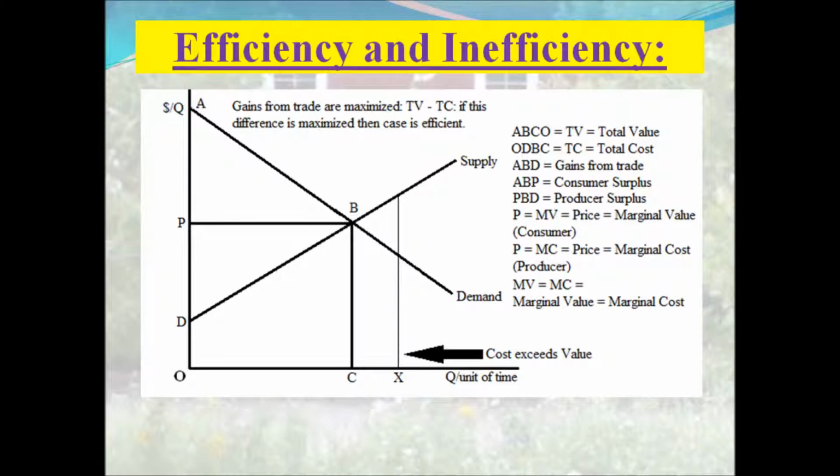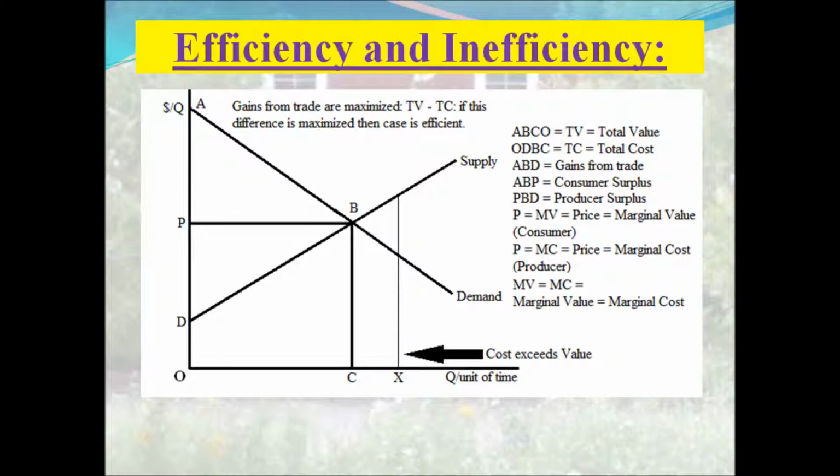The area shown as A, B, P is the consumer surplus, or the consumer gains from trade. The area shown by P, B, D is the producer surplus, or the gains producers realize from trade.